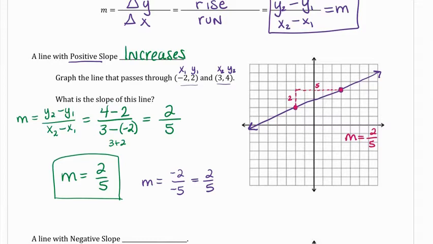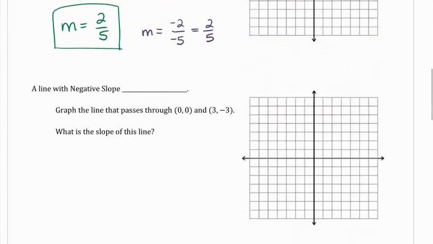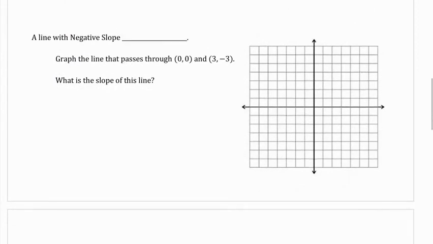Let's kind of do the same thing with our next one. So I'm going to start with plotting the points. So I'm going to plot the point 0, 0, and then I'm going to plot the point 3, -3, which goes right there, right? And then we'll draw our line. Oops, let's try to use the same colors here. And that goes that way, right?